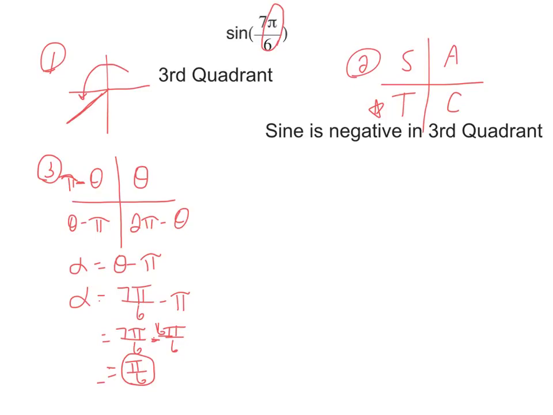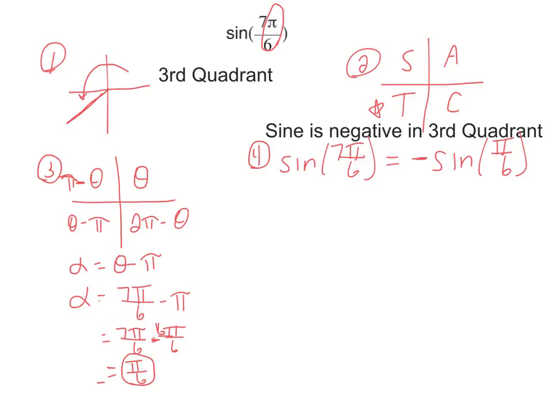Okay, so piecing together what we have so far: the sine of 7 pi over 6 is going to be equal to negative. We got a negative answer because we're in the third quadrant. That's what we found in step 2. Then the sine of our reference angle, which is pi over 6. So we need to rewrite this using our reference angle and understand that we're going to get a similar answer, but whether it's positive or negative depends on the quadrant that we're in.